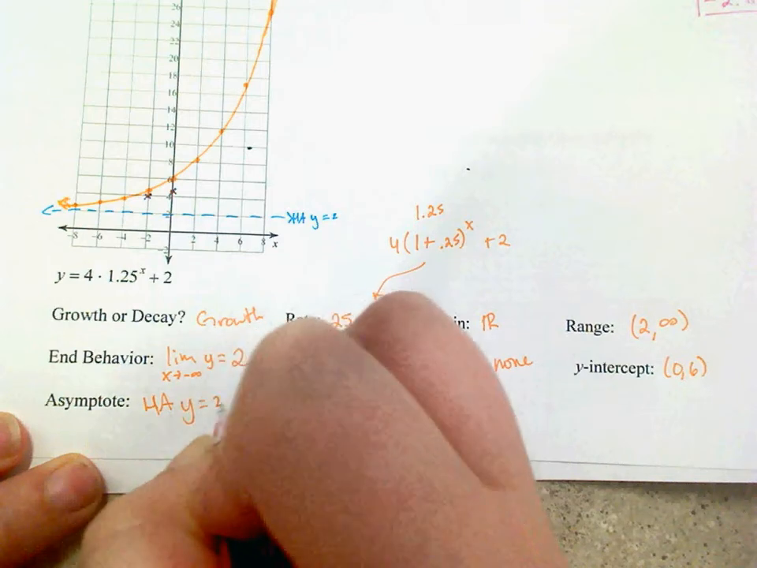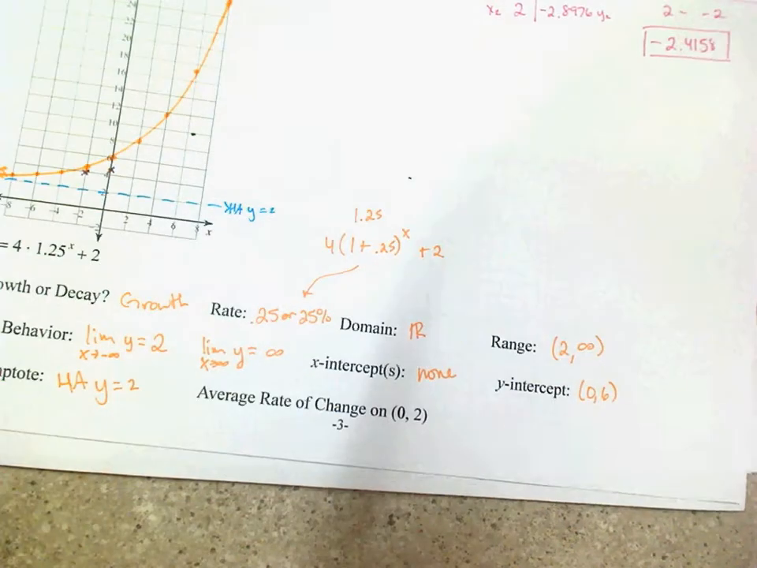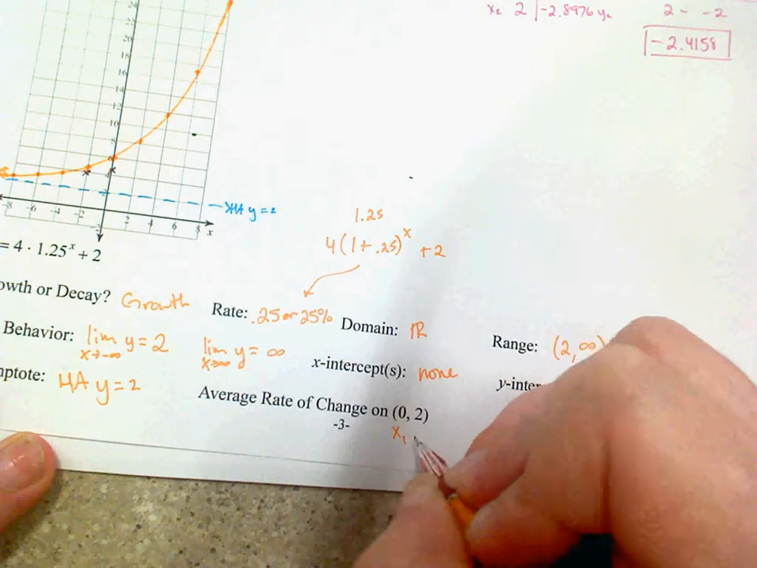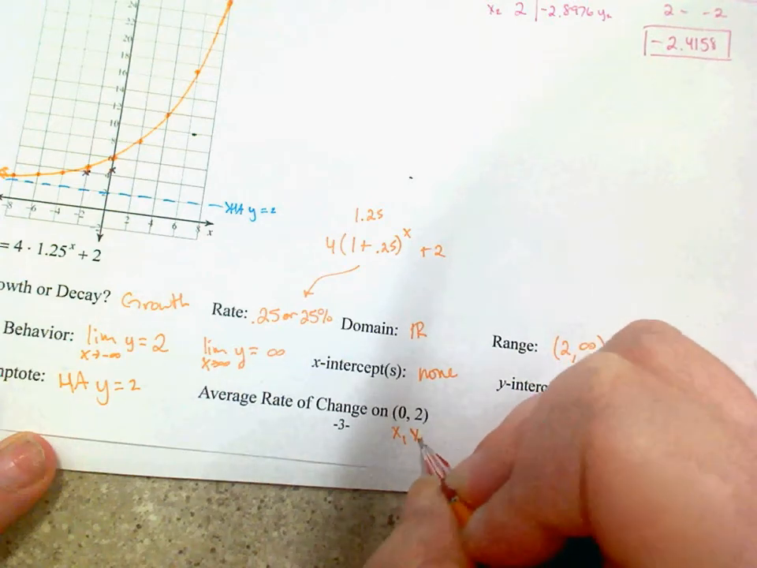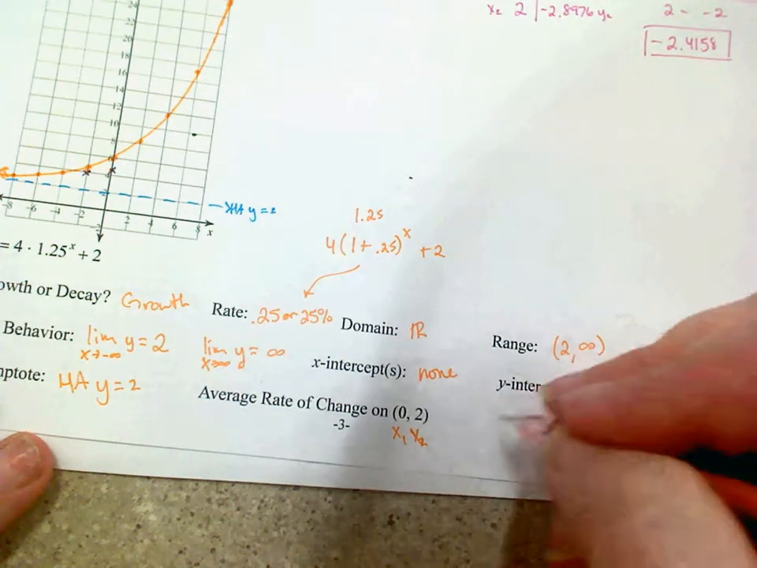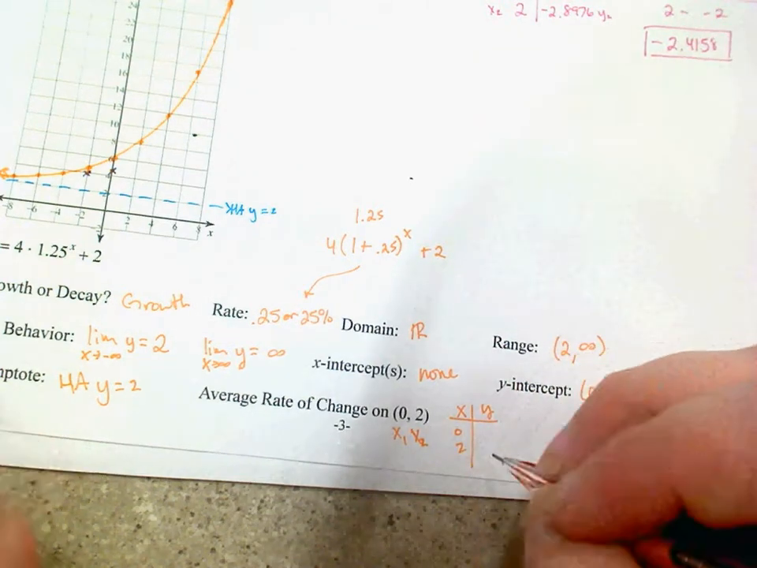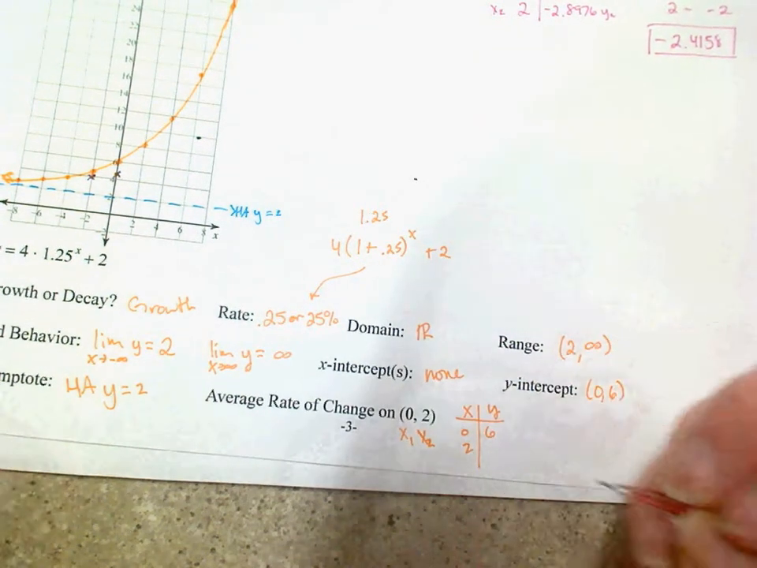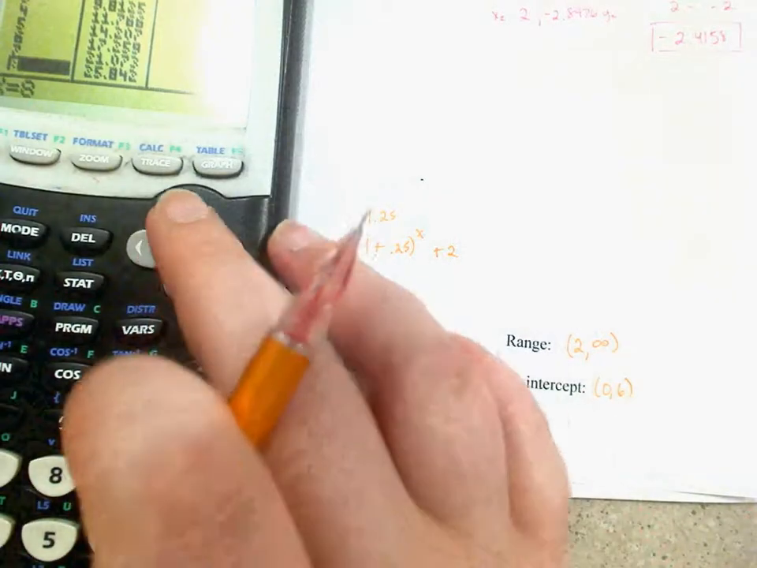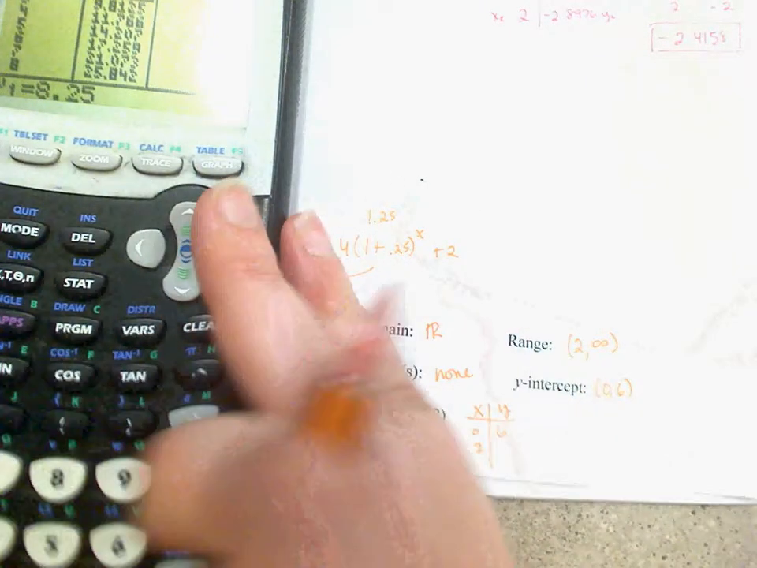And the average rate of change on this. So x1, y1. Just kidding, x2. Wow, that was bad. Alright, so I'm going to create a little table. X, y, so 0 and 2. At 0, we're at 6. And at 2, it was 8.25, using the chart.